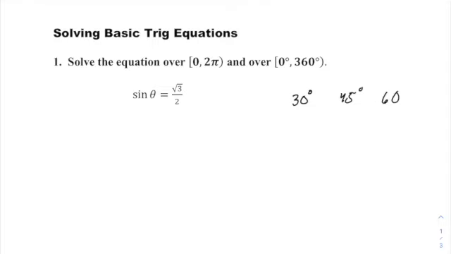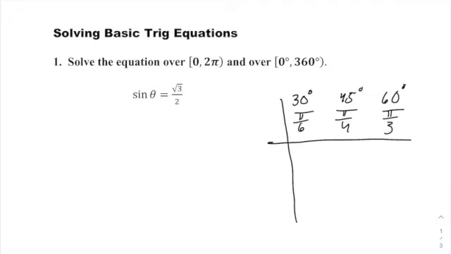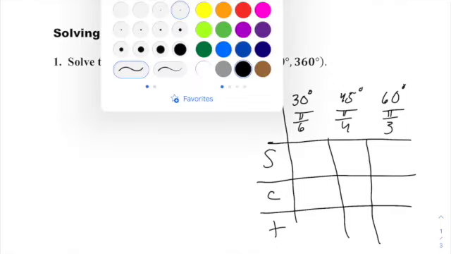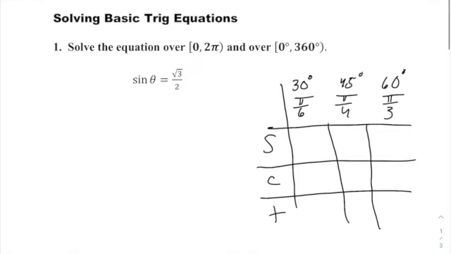30, 45, 60 in that ascending order. And in radians, that's pi over 6, pi over 4, pi over 3. Sine, cosine, tangent in that order. And remember, these values come pretty quickly. There's a nice little pattern to them.